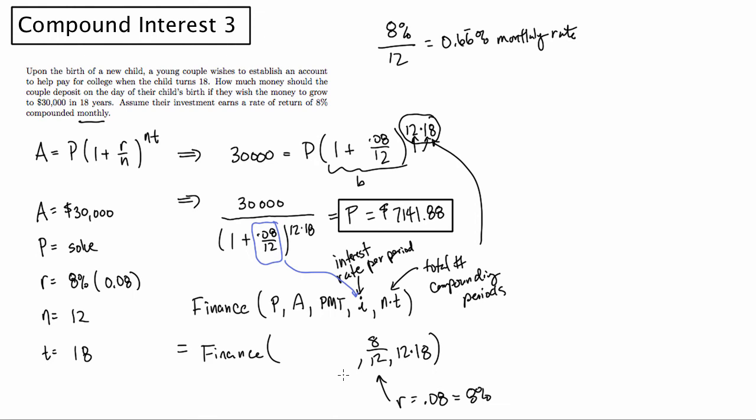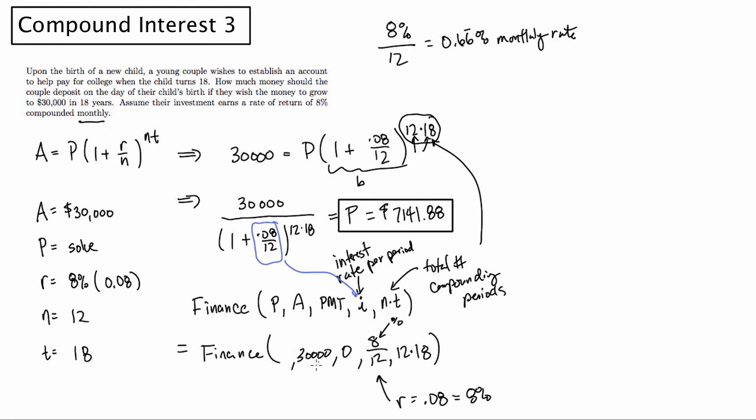So it's r over n, where r is a percentage. This is different than entering it in the formula, because in the formulas we use this as a decimal, but in the finance command we use this as a percentage. So this is the percentage per year divided by the number of compounding periods per year, which is 12. Next up is the payment. We're not making any payments. It's a one-time deposit, so the payment size is 0. We've already said the future value is $30,000.